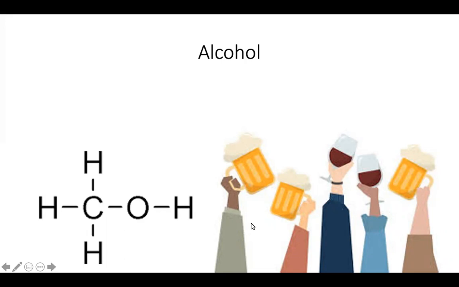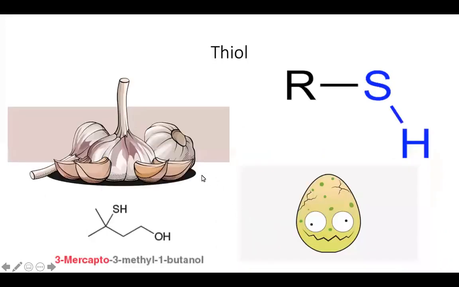And next we have the thiols. Thiols, we have garlic. We smell it, the stinky garlic smell, the rotten egg smell. Then it's thiol. And what we have is SH. So R bonded to S and H, then it's what we call thiol. And when we have it as a substituent, we call it mercaptan.